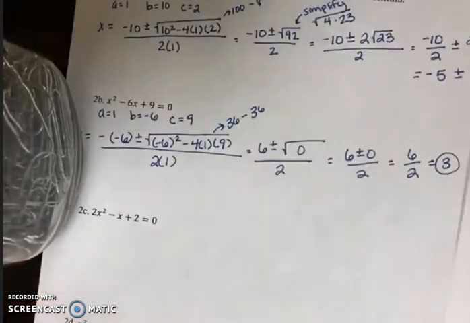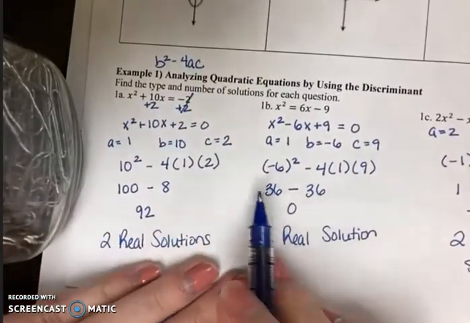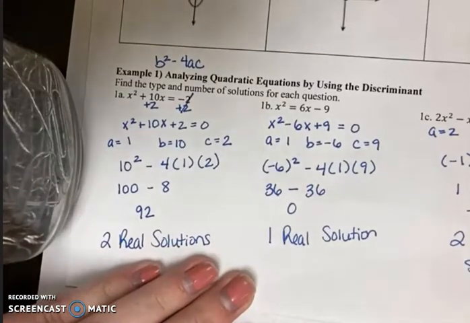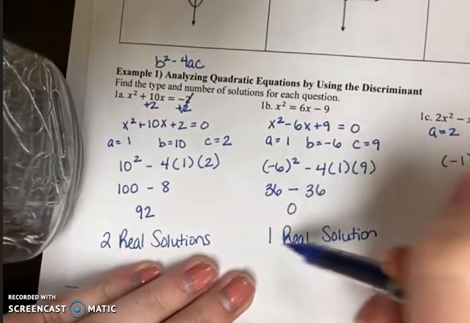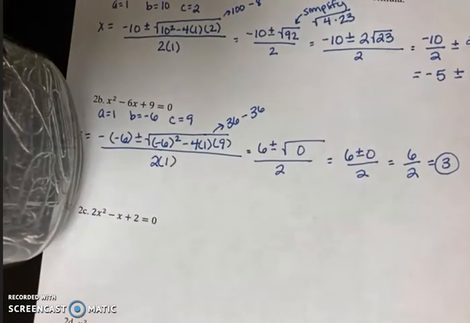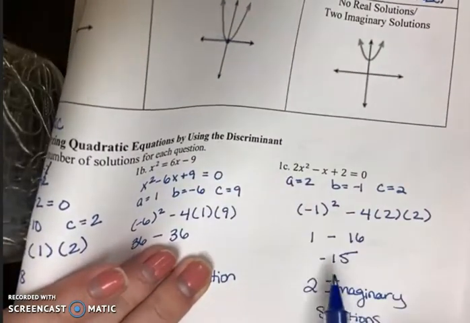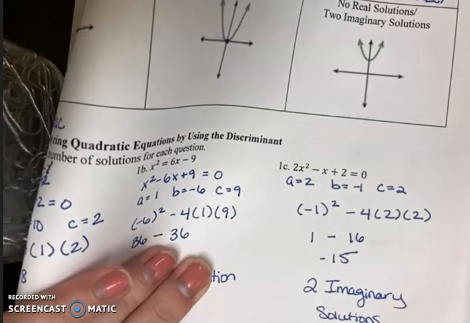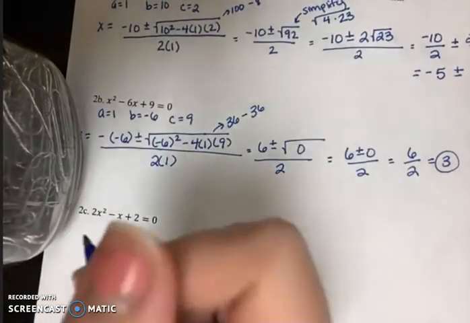If we look back to 1b, you can see that when we found that the discriminant was 0, we did say we'd have one real solution. 2c, while I have it here, I'm just going to point it out, is the same thing as 1c, and we ended up with a discriminant of -15. Now notice how we said we're going to have two imaginary solutions, so let's see how that plays out here.